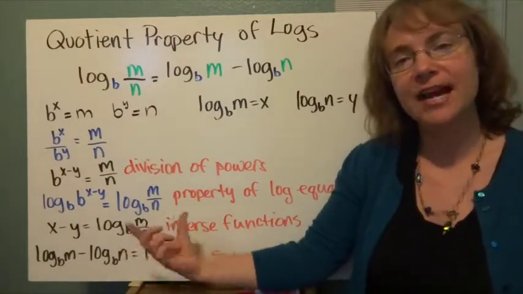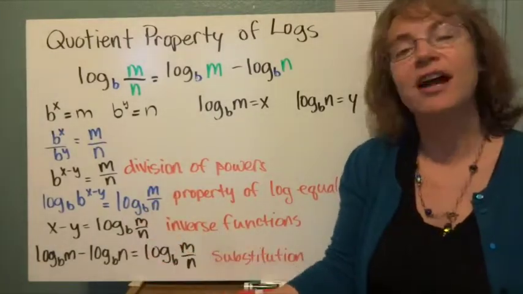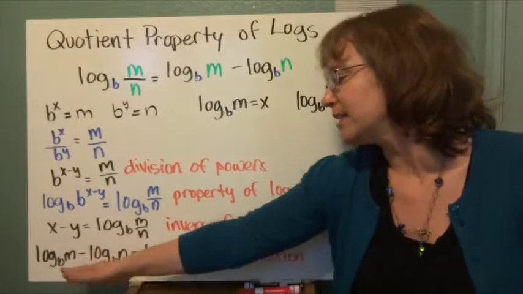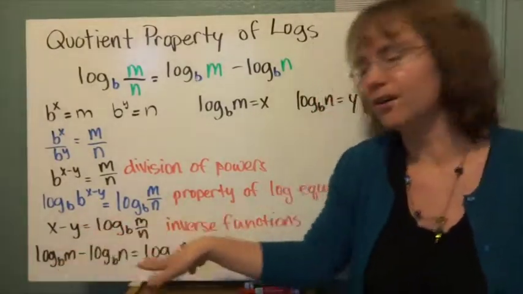So oftentimes if you're asked to simplify, they'll either say to expand it, which means you'd go this way, or to condense it into one log. So you'd go from here to here.